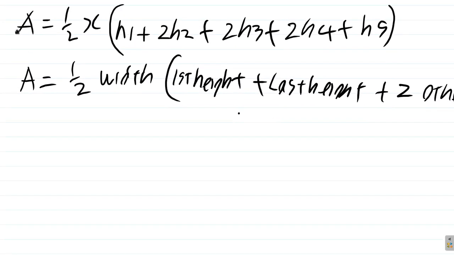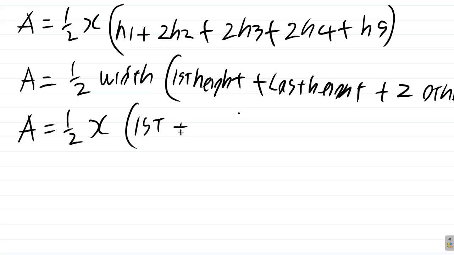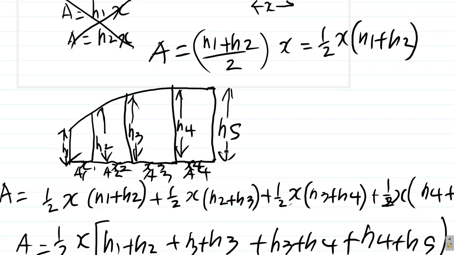We could rewrite this with less writing and say h is equal to half w, or half x. Maybe I should have used w in the first place. First plus last plus 2 times the others, and that is the trapezium rule.